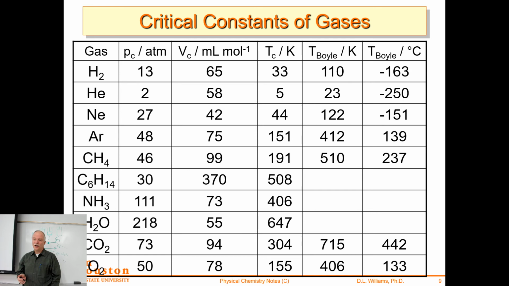But look at hydrogen, 13 atmospheres, 65 mils, and 33 Kelvin. Or helium, 2 atmospheres and 5 Kelvin. So we're definitely in the range of being close to the supercritical constants for helium. We just have to cram a lot of it into a small space and raise the pressure just a little bit, 2 atmospheres. Now, there's some other temperatures in this chart called the boil temperature. And so let's explore what that is.